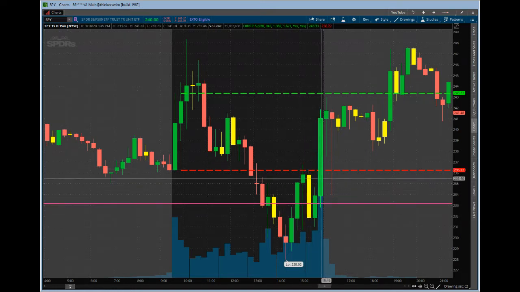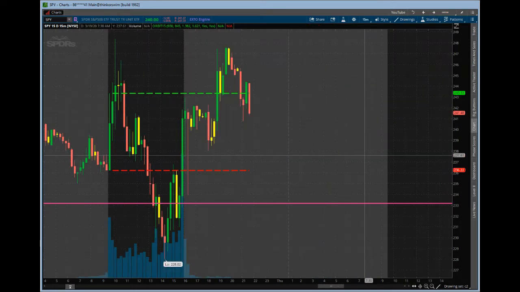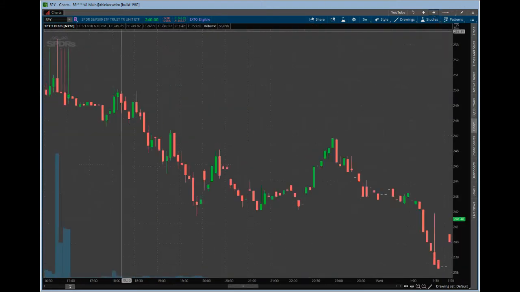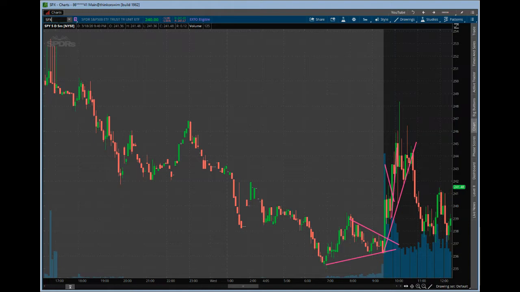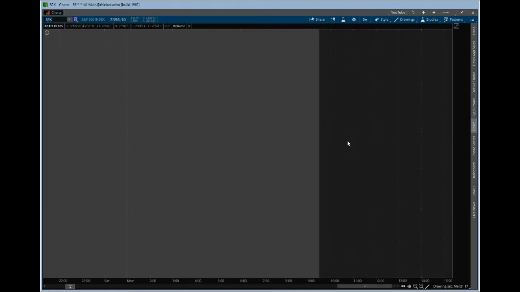Then we came back down again, right? And then they ripped it into the close. So we'll see how that holds going into tomorrow. If we go here to the 5-minute chart, to the SPX, I'll show you these are different levels that we provide for our members before each market open.